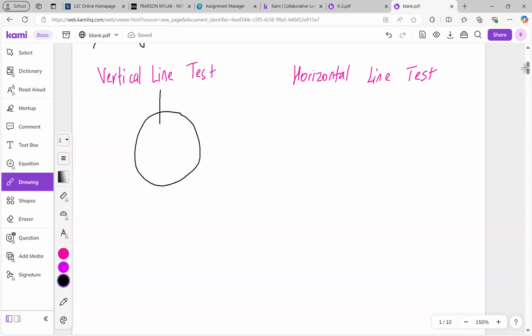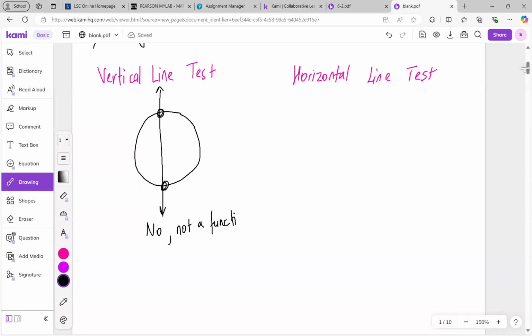When I apply a vertical line, since the vertical line is crossing the graph more than once, in this case it's crossing 2 times, I'm going to say no, this is not a function. This is actually a graph of a circle. Circles are not functions because when you apply the vertical line test, the line and the graph are going to cross each other more than once. So it's a no, it's not a function.